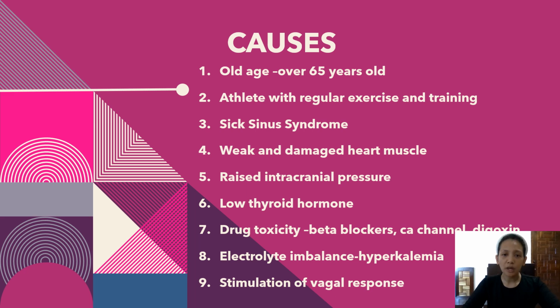Let's discuss each one. In sick sinus syndrome, the SA node is already damaged, so the function of the SA node is not optimized. In this case, the patient needs a permanent pacemaker. The next one is weak and damaged heart muscle, which may be related to ischemia, infection, or inflammation. When the SA node has no ample amount of blood supply, then it will be damaged and will not function as expected. In this case, the heart rate will be slower.